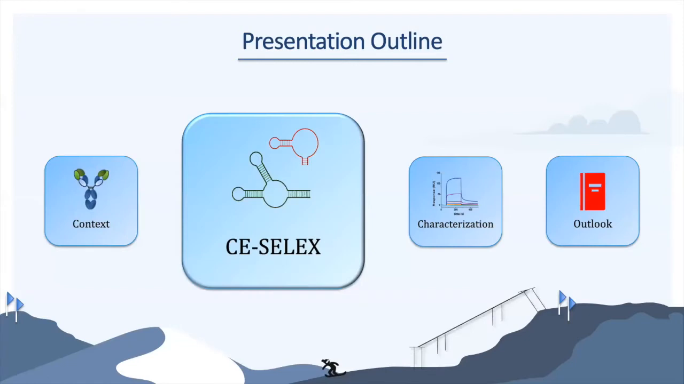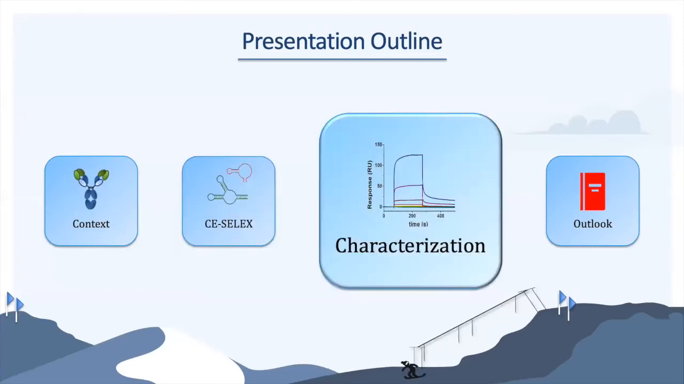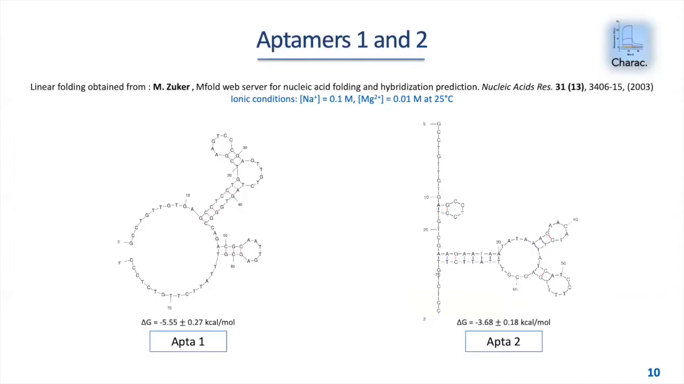So we started the characterization. First, I will focus more on aptamer 1 and aptamer 2, which gave us the best results, but I will still present the results for 5 aptamers. So here are the proposed secondary structures obtained through the software Mfold.